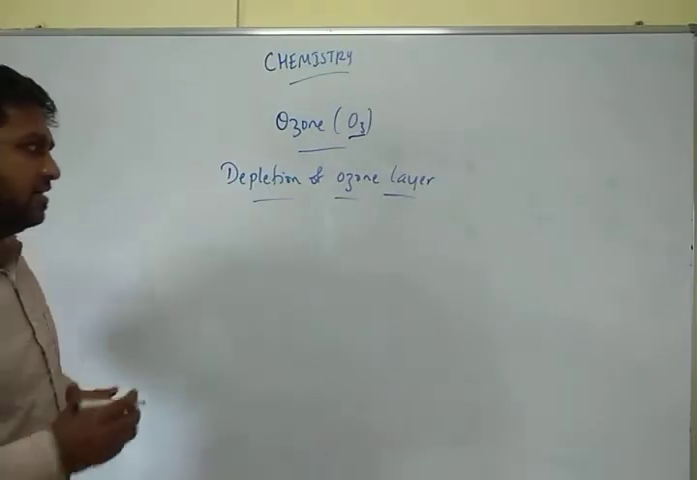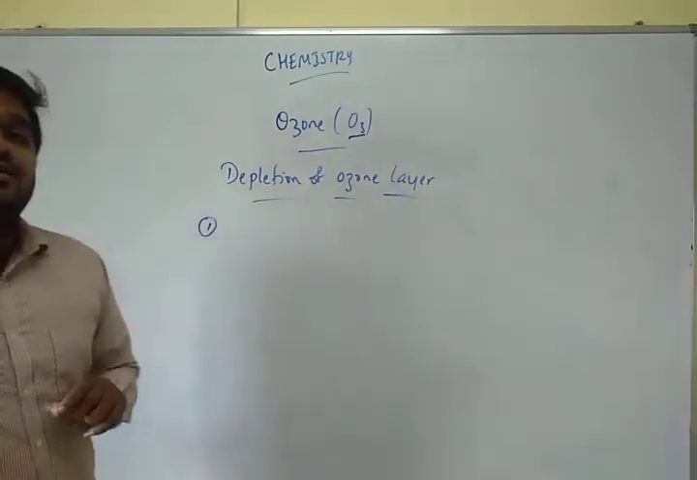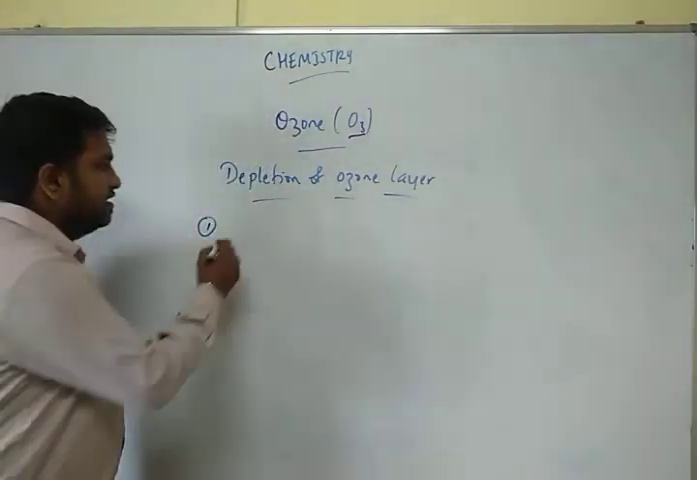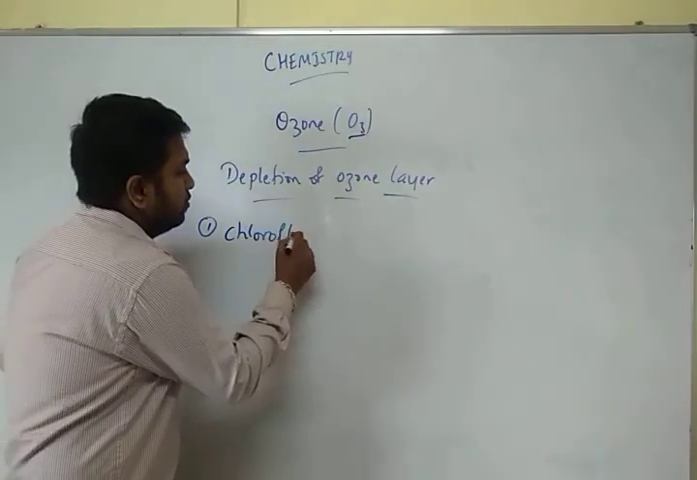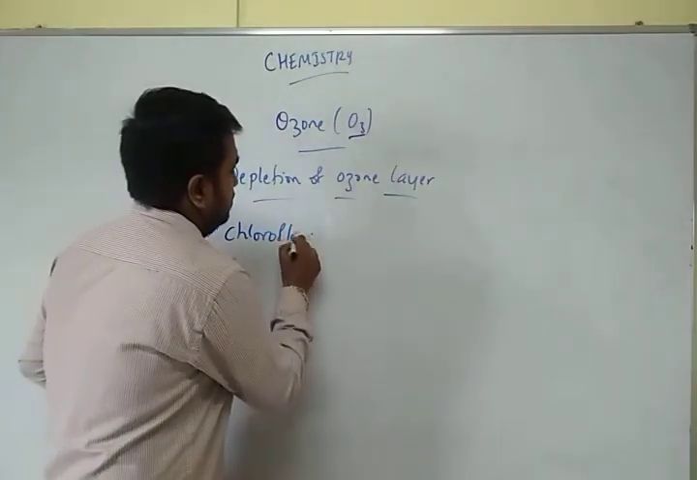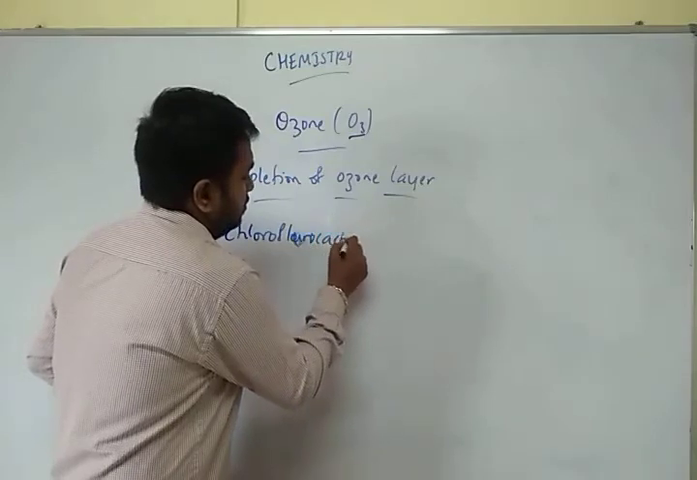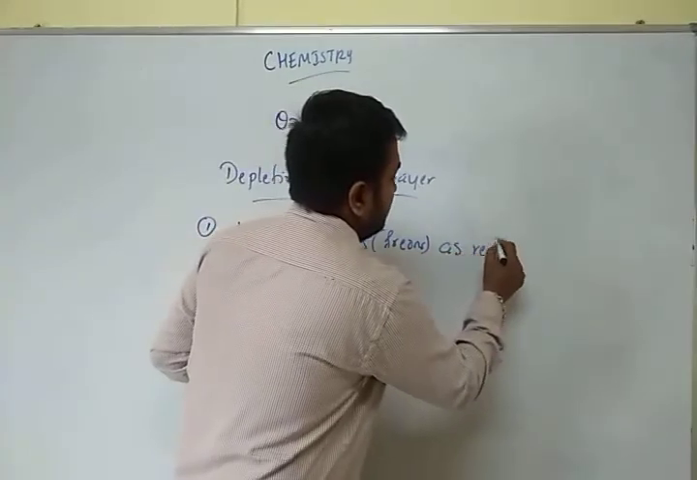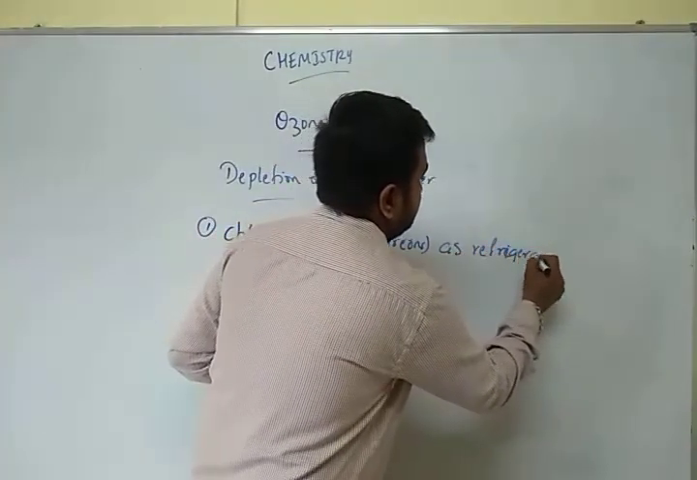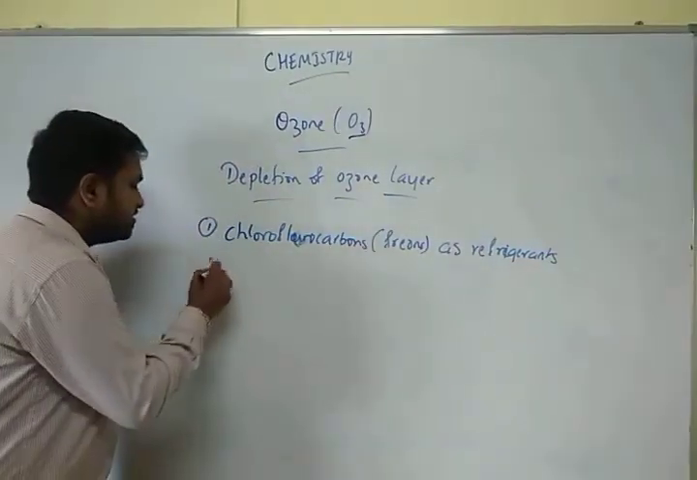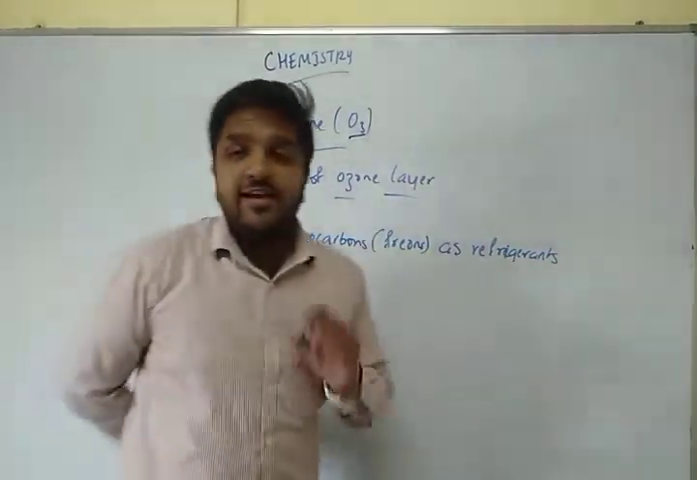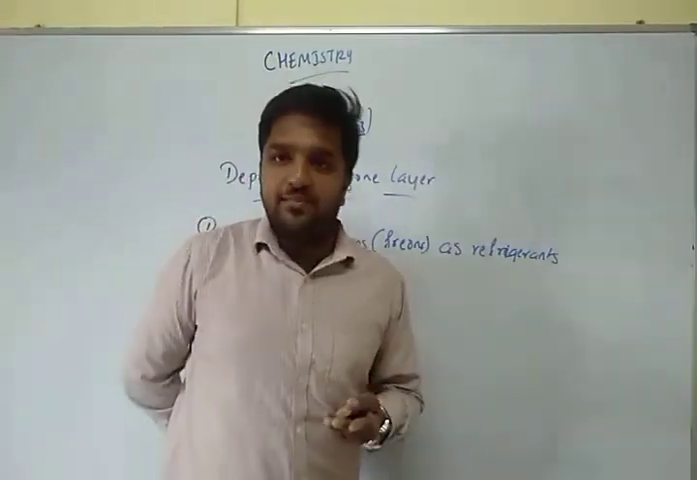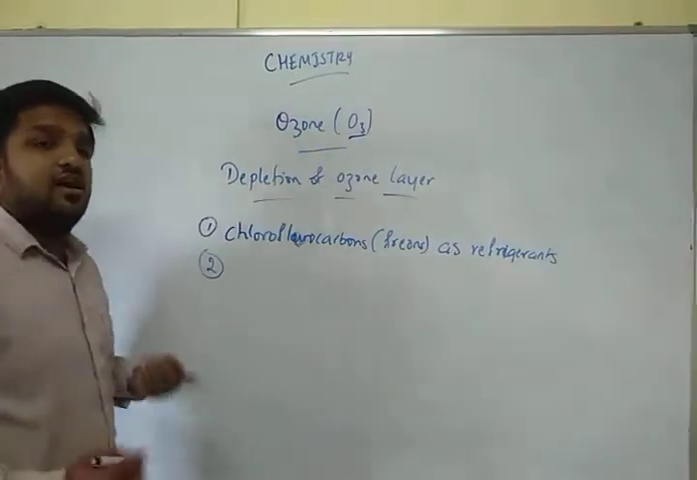The reason for the depletion of the ozone layer is the usage of chlorofluorocarbons. We call them freons, used as refrigerants. Okay, that's the first reason. And the second reason is nitric oxide. Nitric oxide is released from supersonic jet planes. Clear? Supersonic jet planes release nitric oxide.